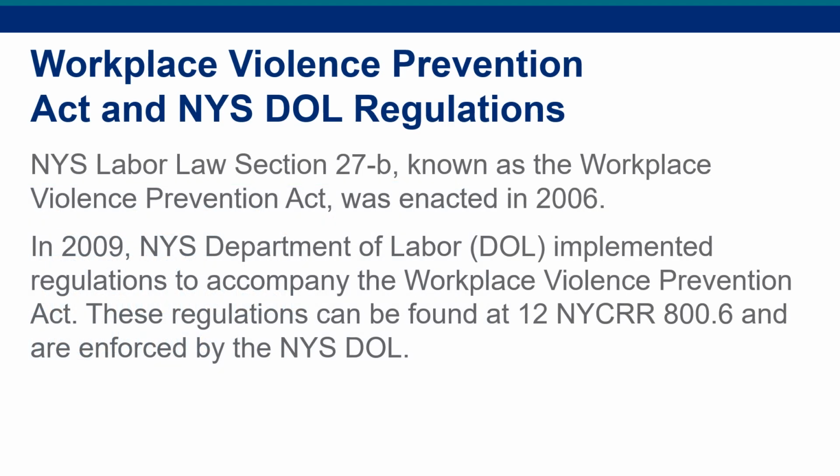New York State Labor Law 27B, known as the Workplace Violence Prevention Act, was enacted in 2006. In 2009, the New York State Department of Labor implemented regulations to accompany the Workplace Violence Prevention Act. These regulations can be found in the New York Codes, Rules, and Regulations and are enforced by the New York State Department of Labor.